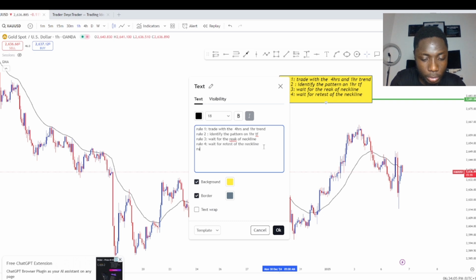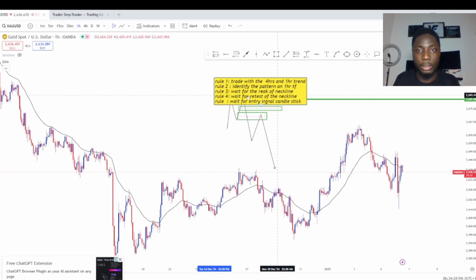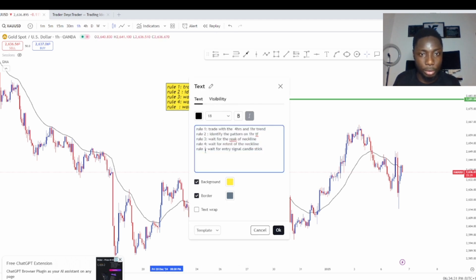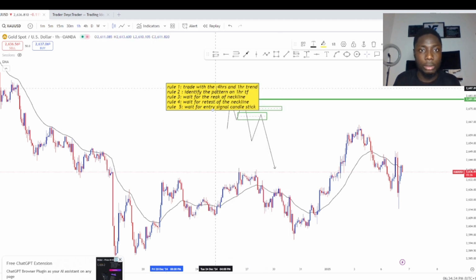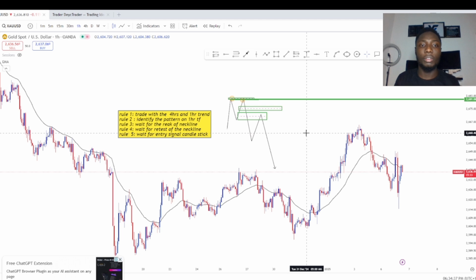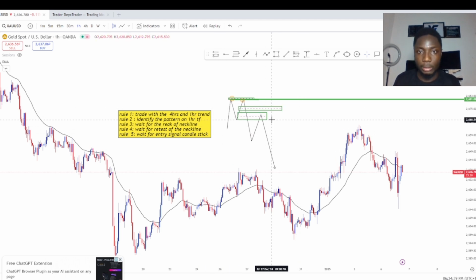Rule 5, wait for entry signal. So just a candlestick is the entry signal you'll be waiting for. Look at the rules. Why is this thing always jumping from what I wanted to type? So you wait for what? An entry signal. And what are the entry signals? Your candlestick pattern.